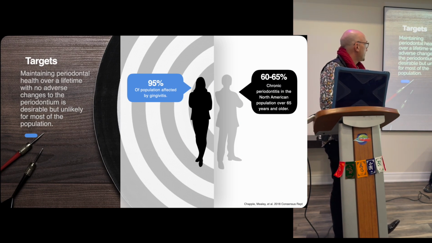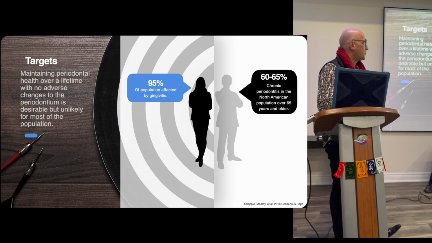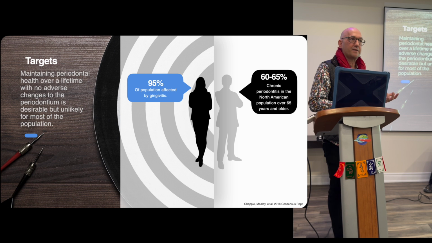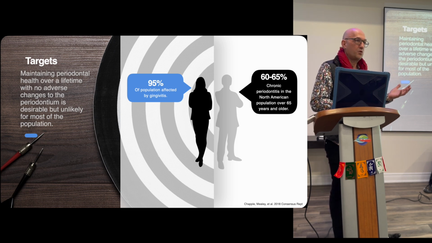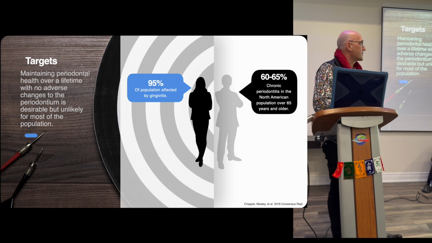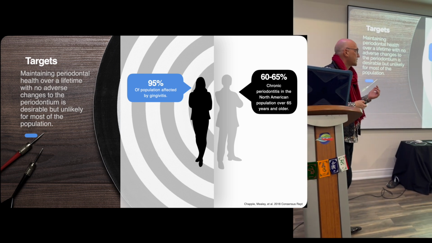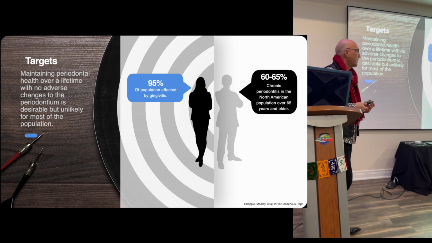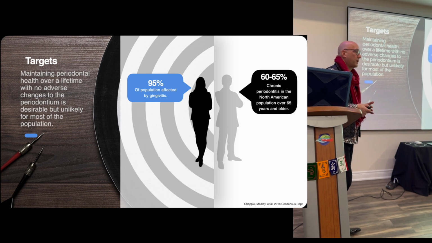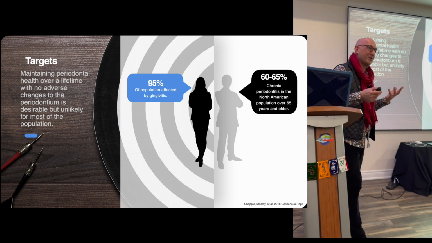Targets. So you want to maintain periodontal health over a lifetime with no adverse changes. That's great, but you've got 95% of the population that has gingivitis. Right? You go to a first-year dental school class, you look and see who has pristine health. Nobody does. Right? So it's just not something that's there. It's really only 5% of the population that's not affected by this. And unfortunately, 60 to 65% of the population in North America aged 65 and older have chronic perio from the old definition. Right? That's a lot. Right? And with the new health changes with the new administration, who knows how many more, but that's going to change, right?